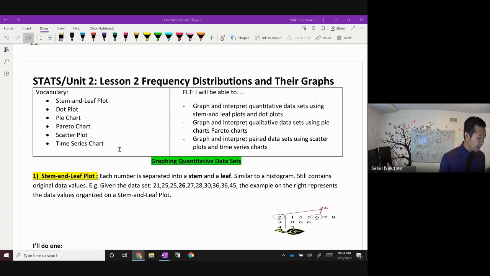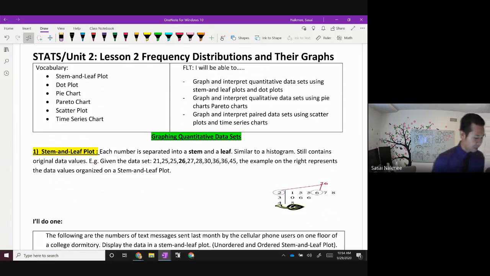A stem and leaf plot is similar to a histogram, but it's basically on its side, right? So it's vertical. The numbers that you have go this way instead of going up and down. Each number is separated into a stem, and then the leaf is something that breaks down from that stem. So given the data set 21, 25, 25, 26, 27, 28, 30, 36, 36, so on and so forth, the example right here represents how we organize that as a stem and leaf.